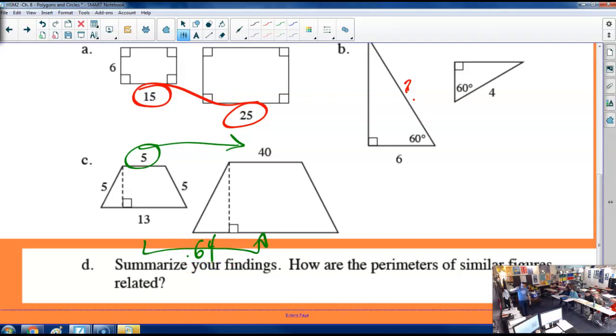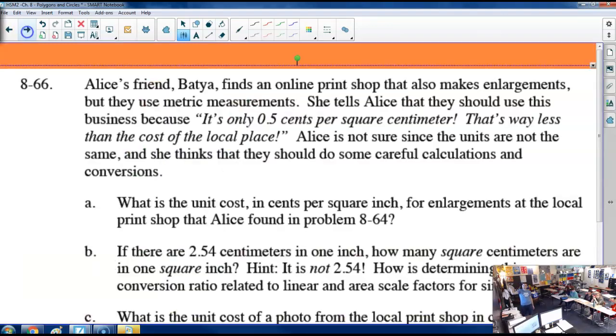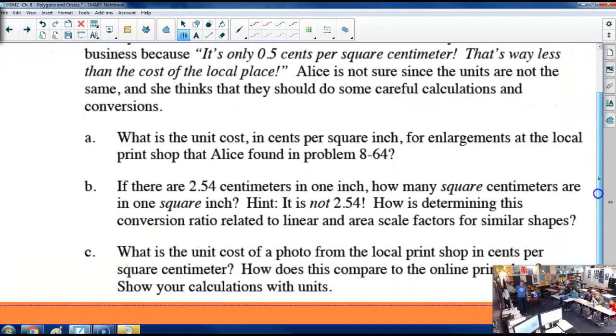Find the area of that shape. You just square that linear scale factor. Any questions? I get it. I just am a little bit slow.